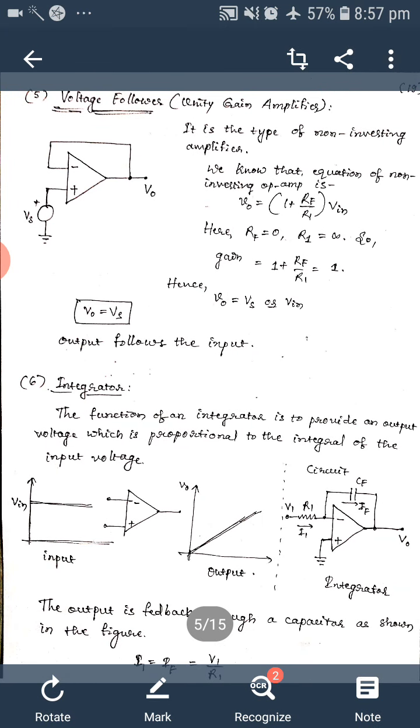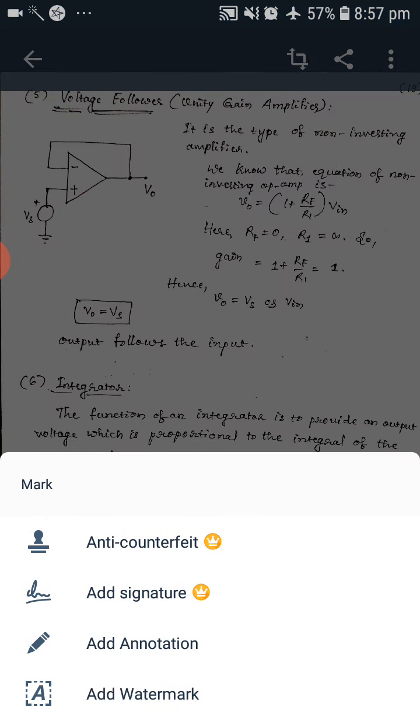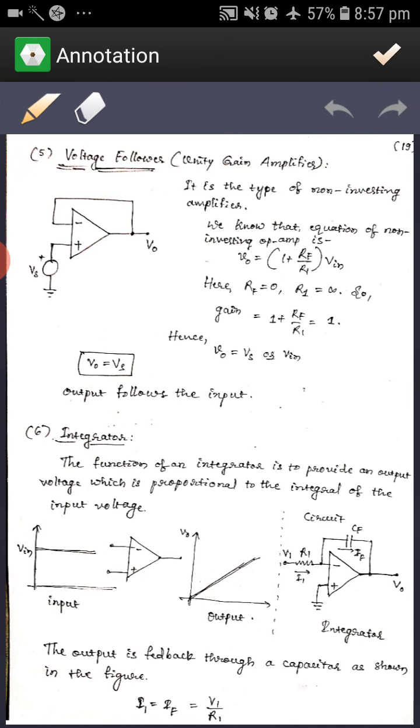The next is the voltage follower. The voltage follower is a very basic application of the op amp, in which the negative terminal is connected to the output without any resistor. It is like the non-inverting amplifier, the only thing is the feedback resistance is not there. So it is nothing but 1 plus RF by R1 into Vin.